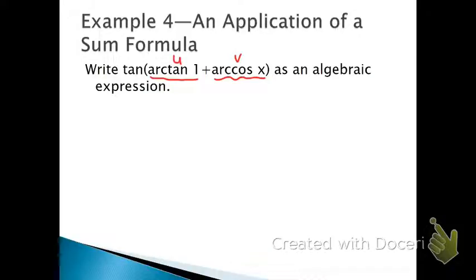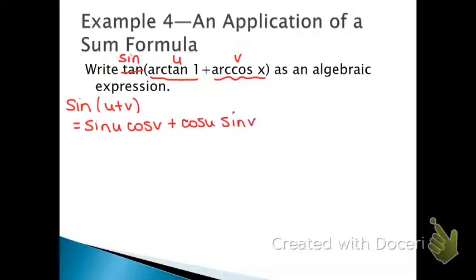Ours says sine of. Oh, I forgot about that. You're right. Ours does say sine, so let me change that. All right, so sine of u plus v is what we're looking at. And we know that the sine of u plus v formula says sine of u cosine of v plus cosine of u times sine of v, correct?